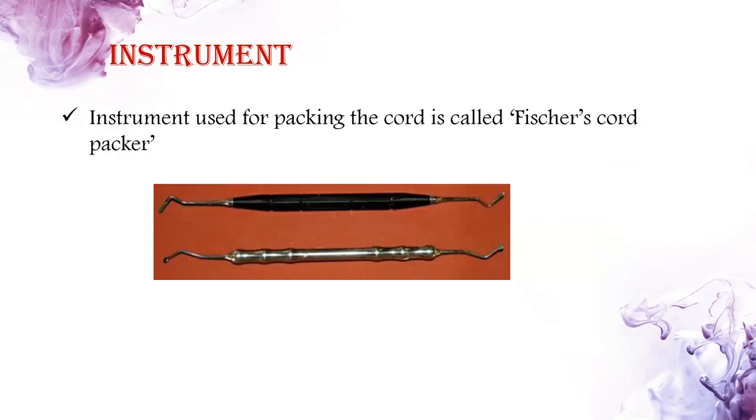The instrument used for packing the cord is called the Fischer cord packer. It should be thin enough to be placed in the gingival sulcus without damaging the tissues, and the angle of the instrument should allow packing of the cord all around the tooth. The tip may be serrated to enhance grip of the instrument on the cord.